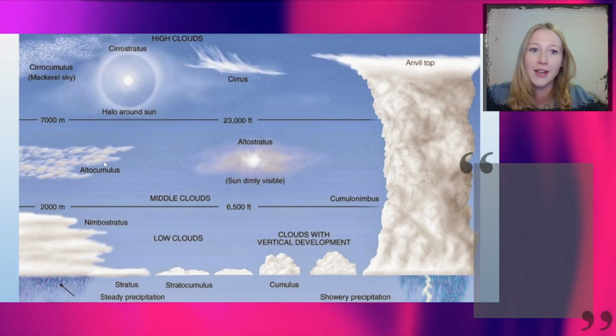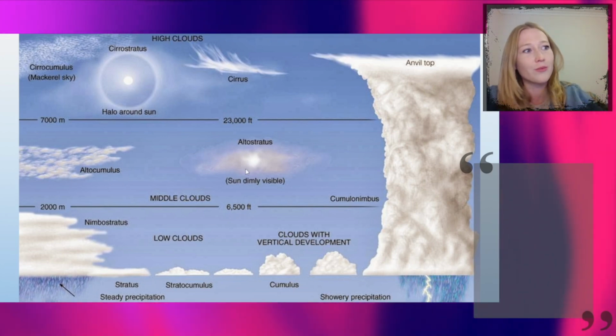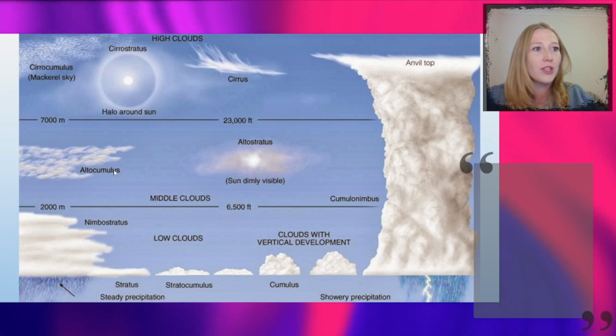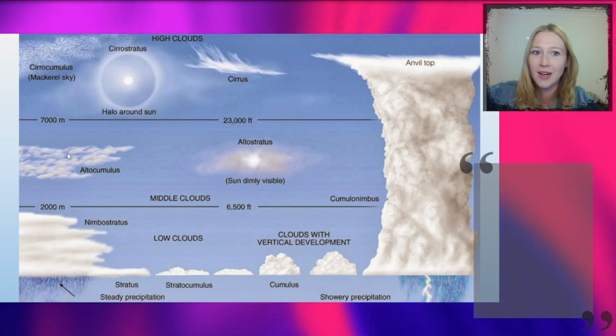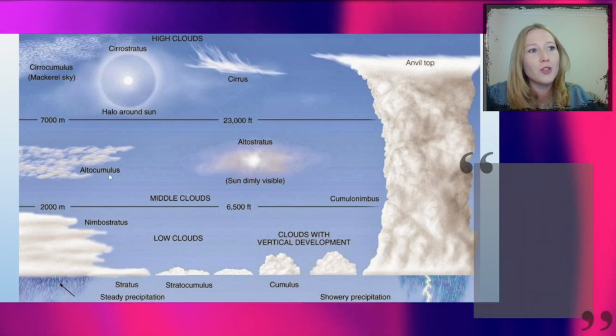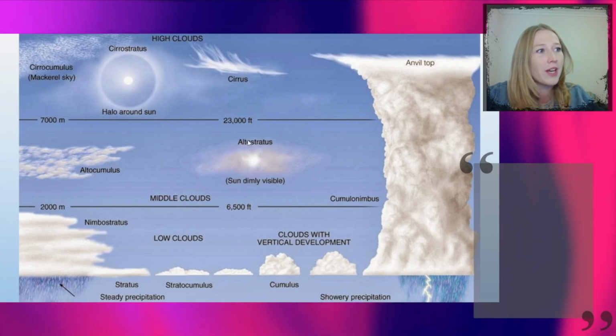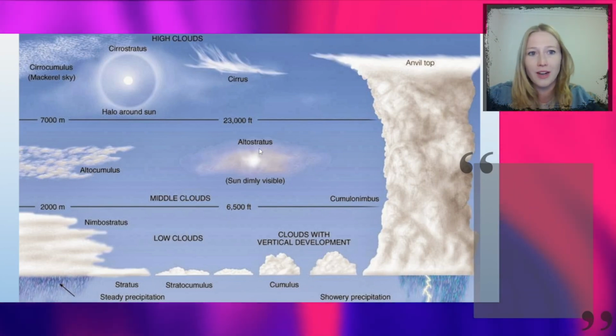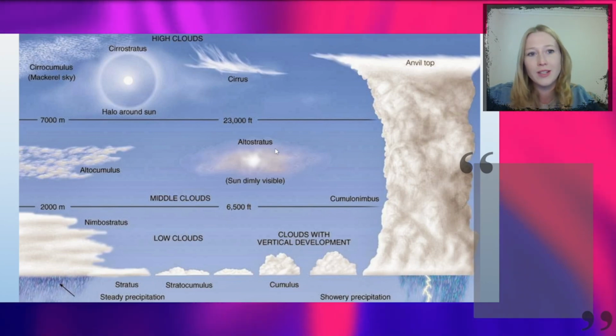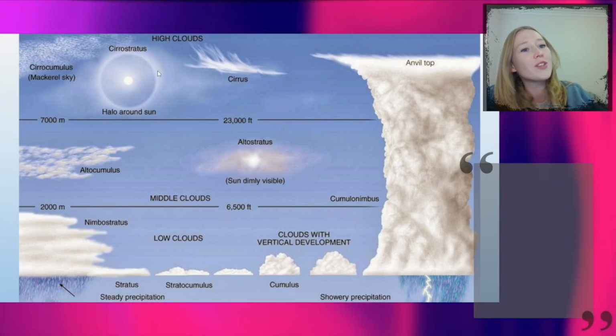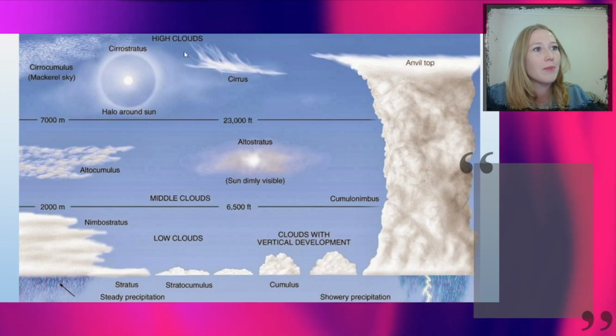If we go higher, we can see the alto. They are the alto clouds. So if we have higher fluffy clumpy clouds, they are altocumulus. Or if we have a higher layer of clouds, it's altostratus. And then finally we get to the cirrus clouds. These are all the way up at the top.